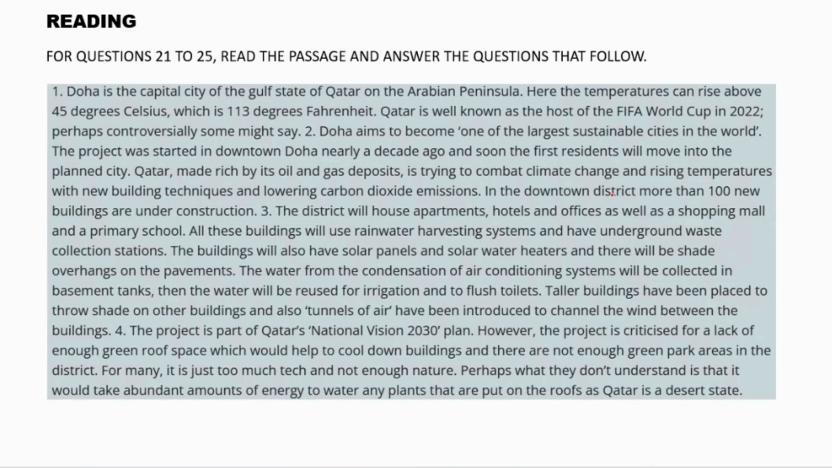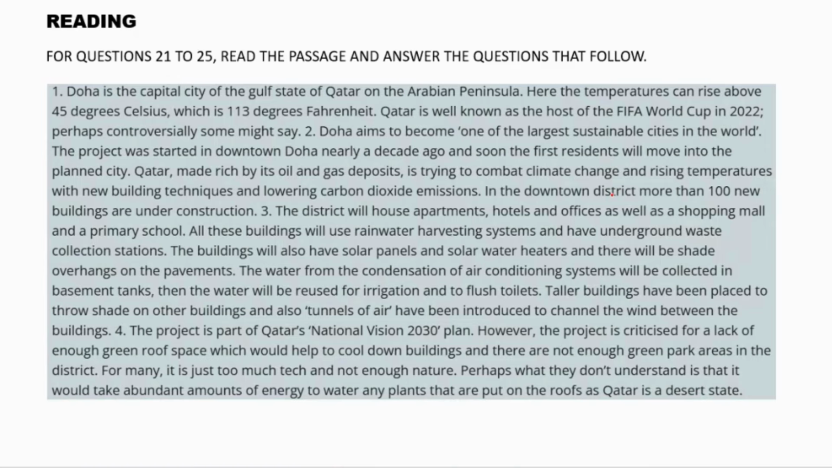Now, let's move forward to the next part of the paper, and it is reading. Okay, so for questions 21 to 25, read the passage and answer the questions that follow. Doha is the capital city of the Gulf state of Qatar on the Arabian Peninsula. Here, the temperatures can rise above 45 degrees Celsius, which is 113 degrees Fahrenheit. Qatar is well known as the host of the FIFA World Cup in 2022. Perhaps, controversially, some might say, Doha aims to become one of the largest sustainable cities in the world.